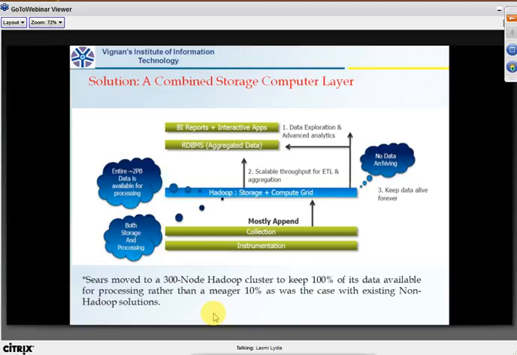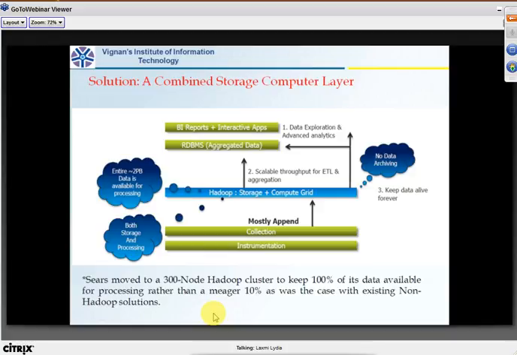From the previous slide, we have seen the drawbacks. Now we have started providing the solution. I'm giving a small example. Sears has moved to a 300-node Hadoop cluster to keep 100% of its data available for processing rather than only 10%. In the previous slide we saw only 10% of data was used for processing and the remaining 90% was in archive state. But now it has changed completely. All 100% of the data is available. Previously only 10% was used because of a non-Hadoop solution, but with the Hadoop solution, 100% of the data can be used here.